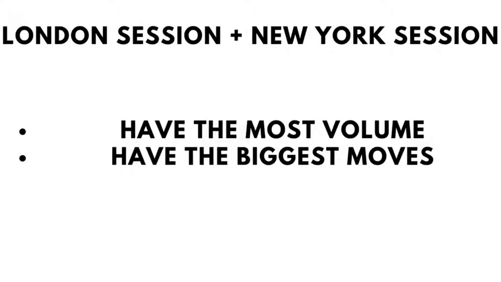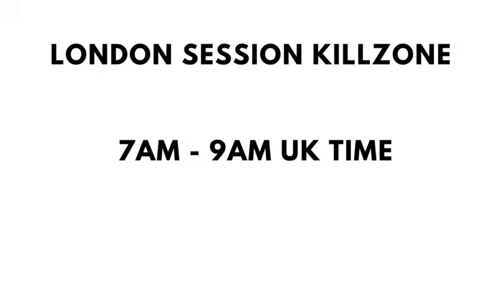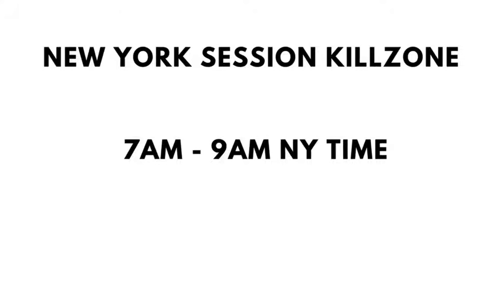Of the 3 sessions, the 2 main sessions that have the most volume and biggest moves tend to be the London session and the New York session. These sessions have specific times within them known as kill zones. Within these kill zones, it has been noted that the big moves tend to happen. For the London session, this is 7 AM to 9 AM UK time, and for the New York session, this is also 7 AM to 9 AM New York time.